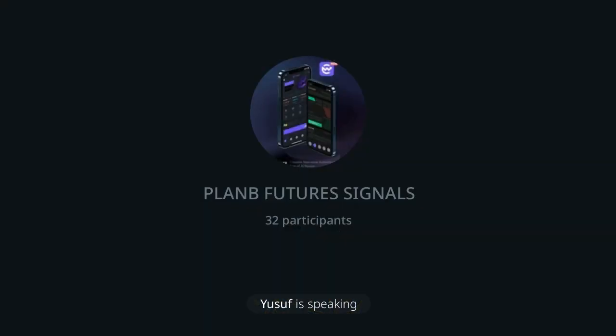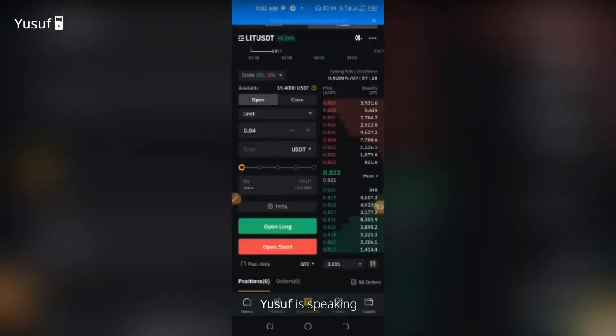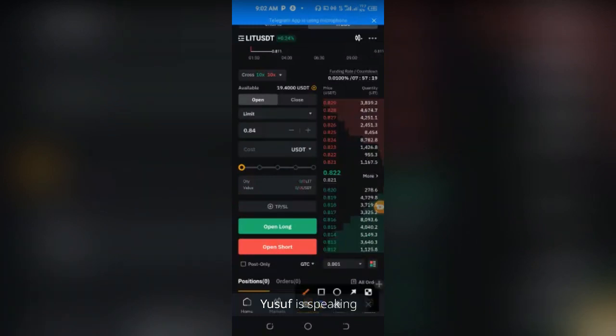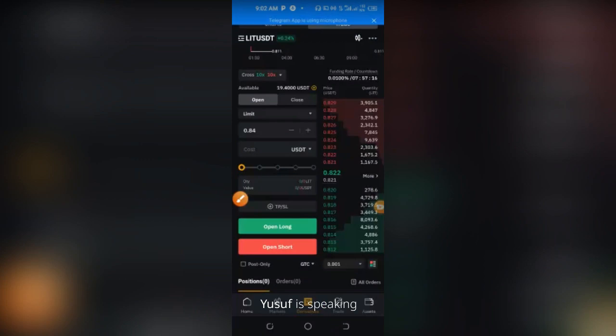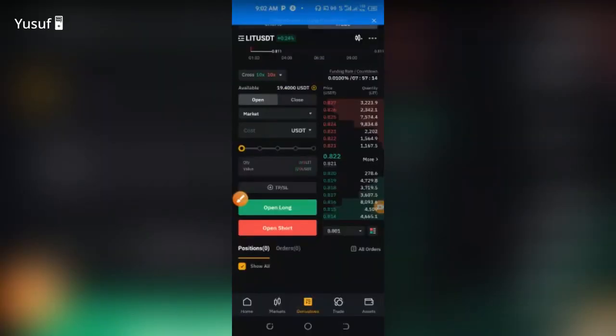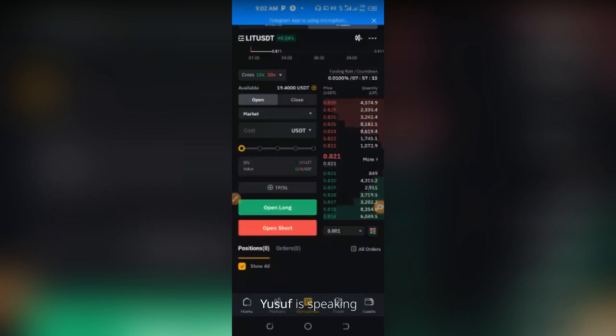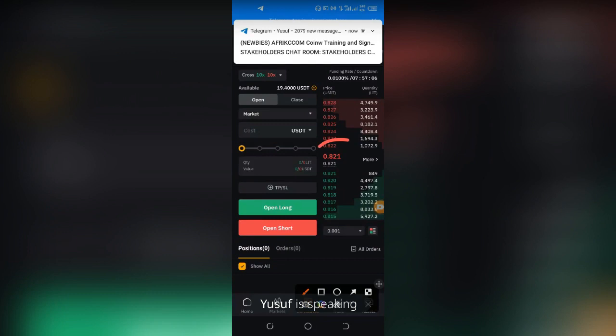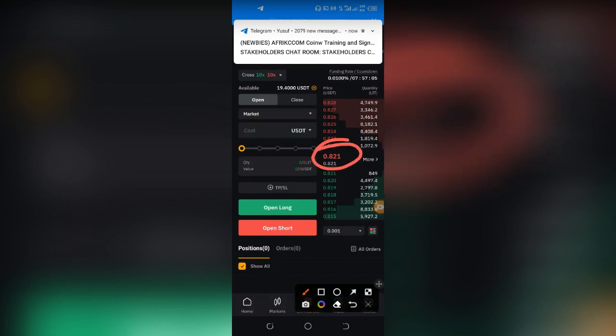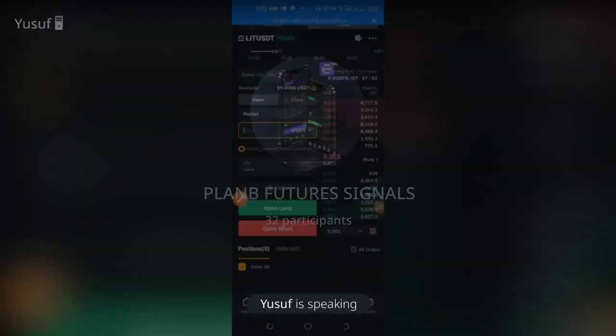Let me enter at market price. I'm going to show you market price now and limit price. So for the market price, I'll come here. I'll click on this limit. Then I'll adjust it to market. When I adjust it to market, meaning that I want to buy instantly. See, the coin is really dropping now. 0.821 again. So I'll tap on this.